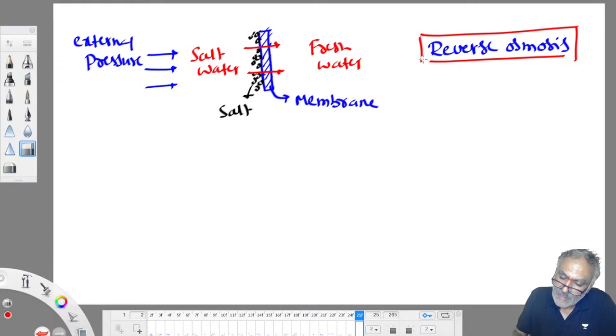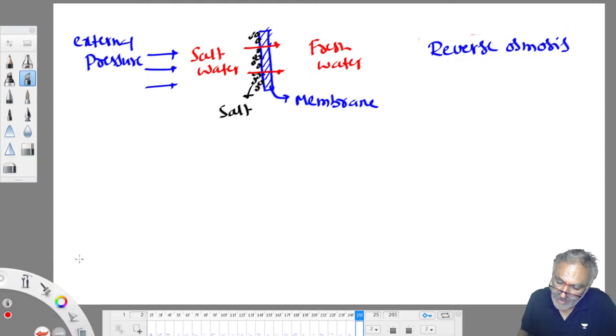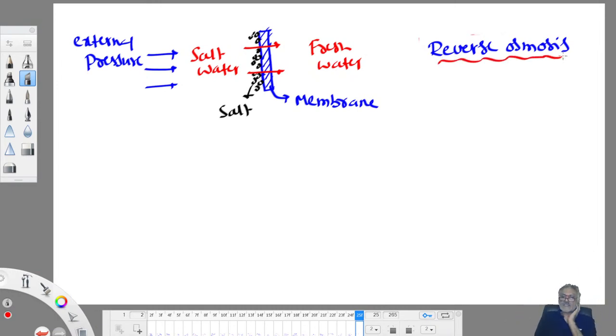When salt water tries to join the fresh water passing through the membrane, the membrane doesn't permit salt particles to pass through it. So all the salt particles are retained on one side of the membrane, and only salt free water reaches the other side. That's how it happens. It's called reverse osmosis, reversing the flow direction. Clear now? Hope it is clear to you.